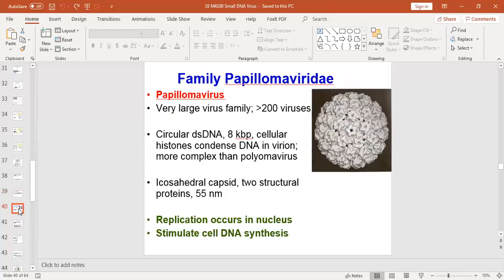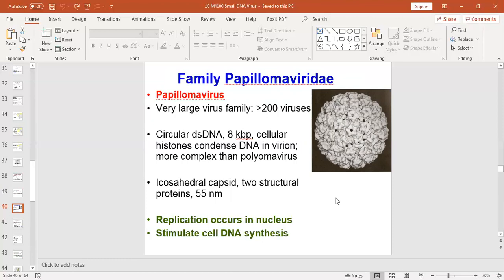Moving to slide number 40, the next family of viruses are the family of Papillomaviridae. Papillomaviruses are a very large virus family, with more than 200 different types of viruses in this family. They are circular, double-stranded, 8 kilobase viruses. The DNA of the virus is condensed in the virion by the action of histones.